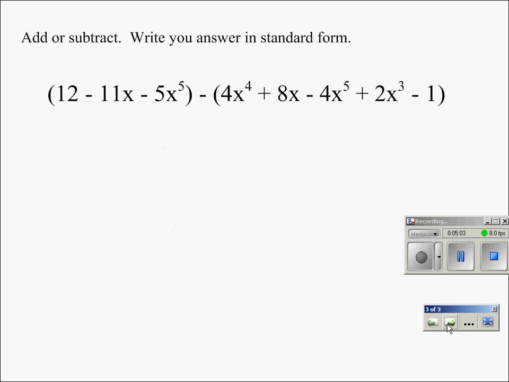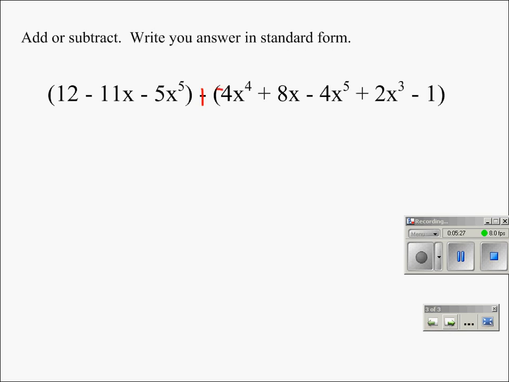A review on subtraction. Same thing, add or subtract, write your answer in standard form. I don't like subtraction, so we're going to first look at what we're asking for. We're asking for subtraction if we look in between the parentheses. Don't like it, so I'm going to change it to addition and change the sign of everything behind it. Leave the stuff in front the same, but anything behind it we change the sign.